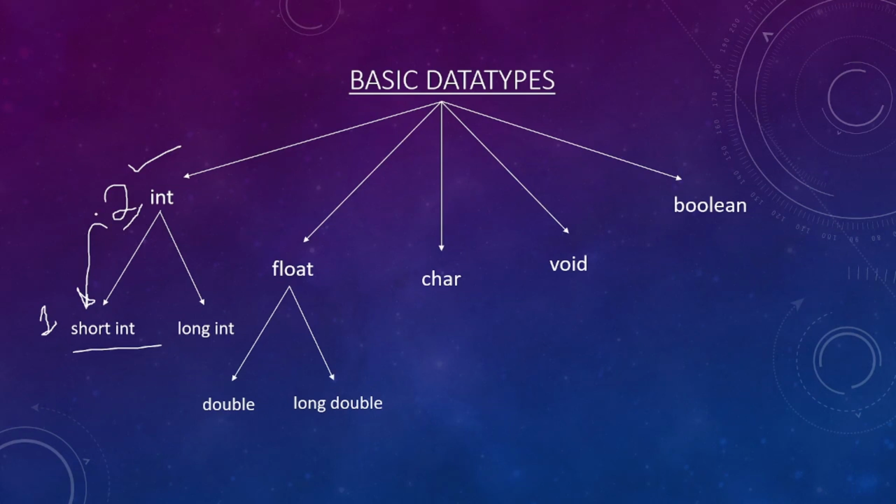But what do you do if your value is so large and 2 bytes are too less for it? Then you opt for long int. So what does long int do? It will allocate 4 bytes.